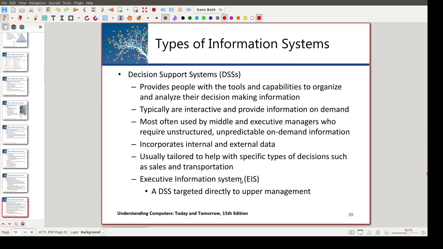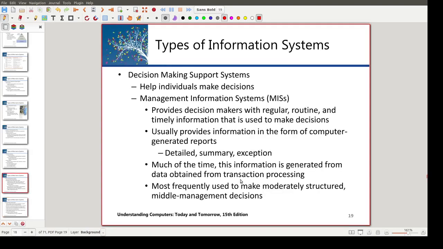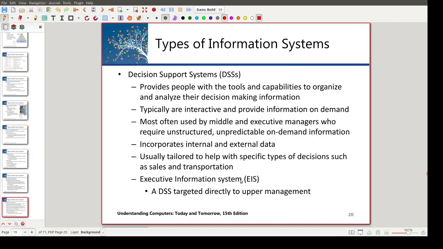Another type of information system is the decision support system. The last one was decision making support systems. Here, decision support systems, DSS, provide people with the tools and capabilities to organize and analyze their decision making information. They are typically interactive and provide information on demand, for example, what-if analysis. What if I did this task? What is going to happen? Most often used by middle and executive managers who require unstructured, unpredictable, on-demand information.